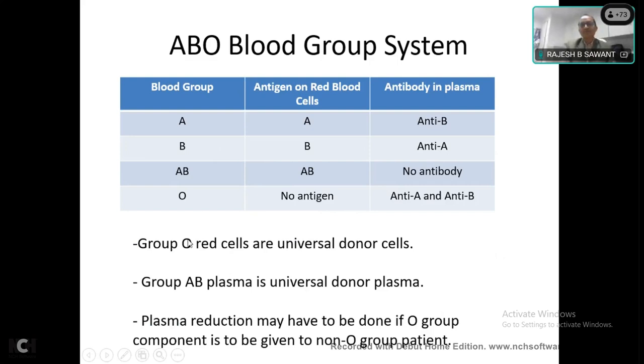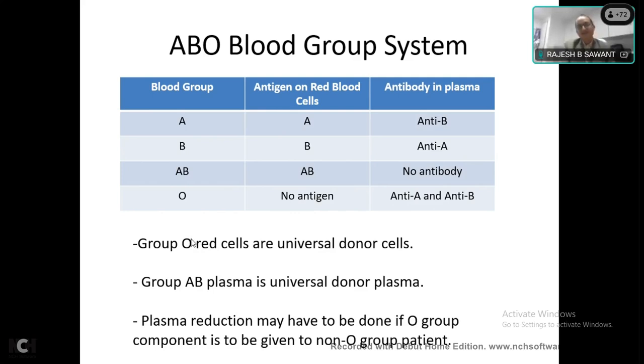So therefore, since O group red cells have no antigens at all, they are universal donor cells. So you can pass on an O cell to A group, B group, AB group also. They have no antigens, so they will not add to any immune problem, right? Whereas when it comes to plasma and platelets, can you use O?